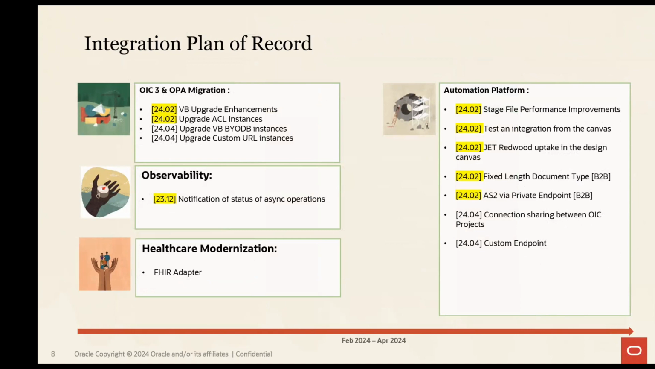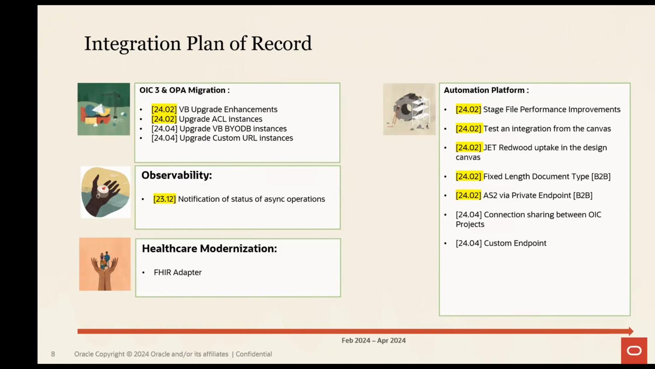Within 2402, the ability to upgrade Visual Builder apps from an OIC Gen 2 to an OIC 3 perspective has been added. Also the upgrade of ACL, access control list instances. You will see here what's still on the roadmap for 2404 and maybe beyond is the upgrade of Visual Builder, where you've got your bring your own database instances.